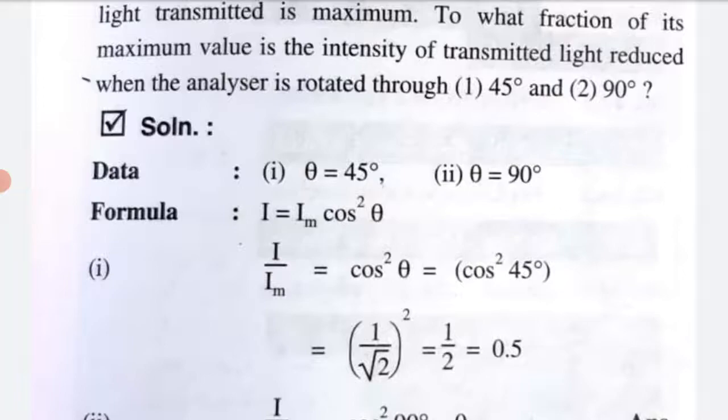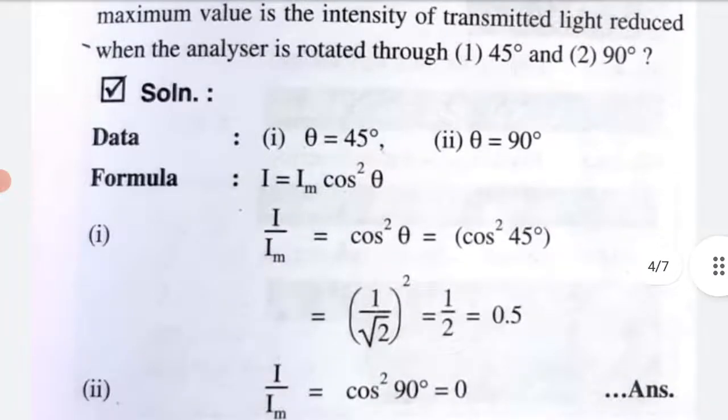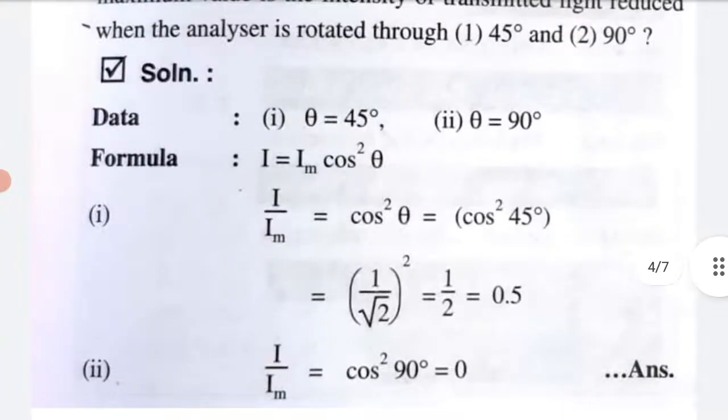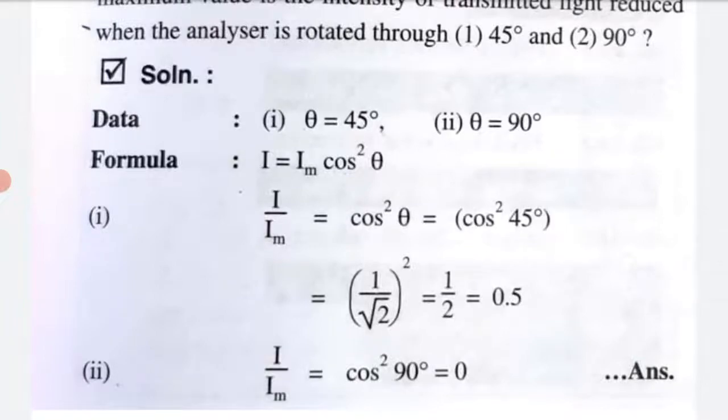We know the relation: intensity is equal to maximum intensity times cos square theta. Then I upon Im is equal to cos square theta. Then cos square 45 degrees is equal to (1 upon root 2) whole square, which is 1/2, equal to 0.5. Similarly, we solve for 90 degrees. We know I is equal to Im cos square theta. Then cos square 90 degrees, so I upon Im is equal to 0.